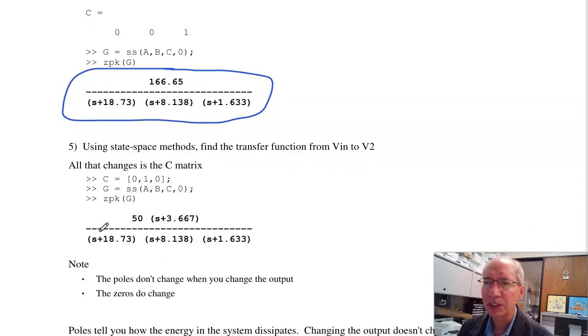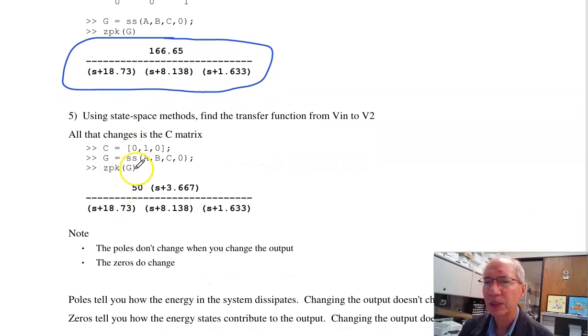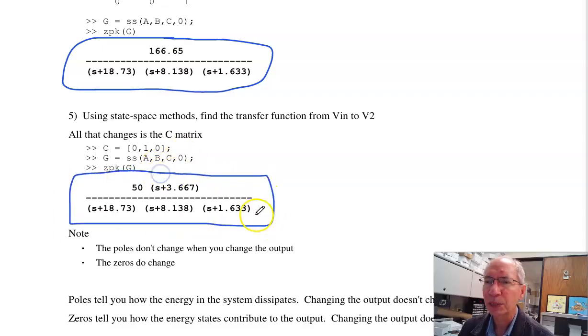If I want to find the transfer function from Vn to V2, just change the C matrix. I want to pull up the second state, and notice when I change the output, the poles stay the same. Poles are energy, that's how the energy dissipates. Changing what I measure doesn't change how the energy dissipates, so the poles stay the same. The zeros depend upon what I'm measuring. The zeros do change. That's one of the reasons in this class we ignore zeros. We just focus on poles.